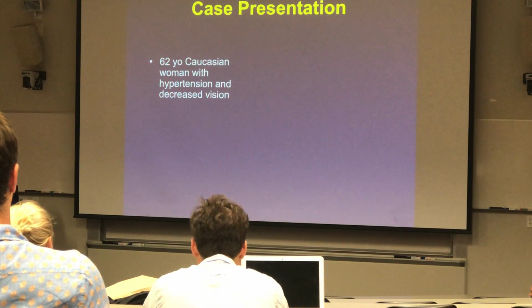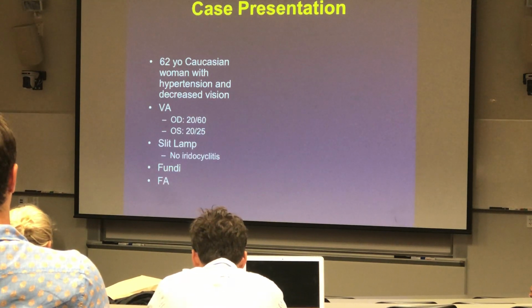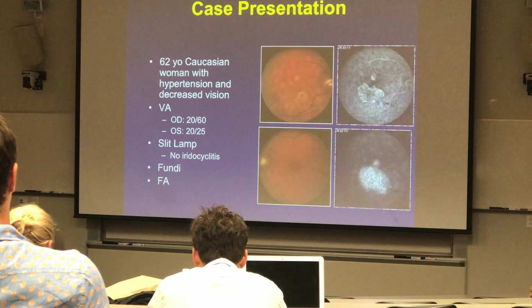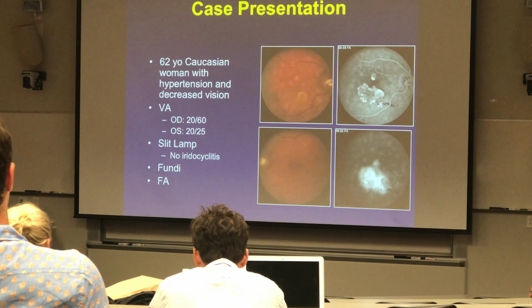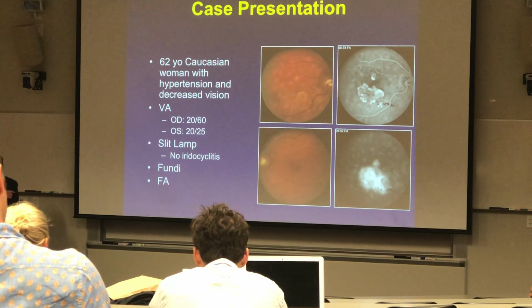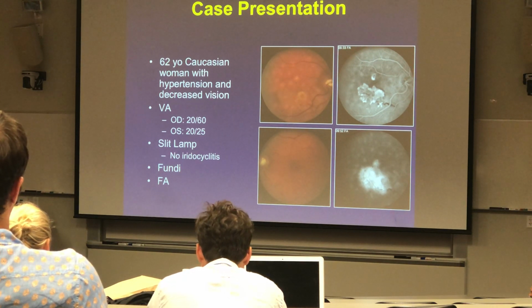This is a 62-year-old Caucasian woman with hypertension, decreased vision, 20/60, 20/25, no AC reaction. In this particular case, you also see multiple yellow dots. So what do we see in the right eye there? What is that white thing that lights up? CNV? Yes, so that's the big net there. This patient came from DC, and this is the big net that she had, and there's a lot of leak in the right eye.